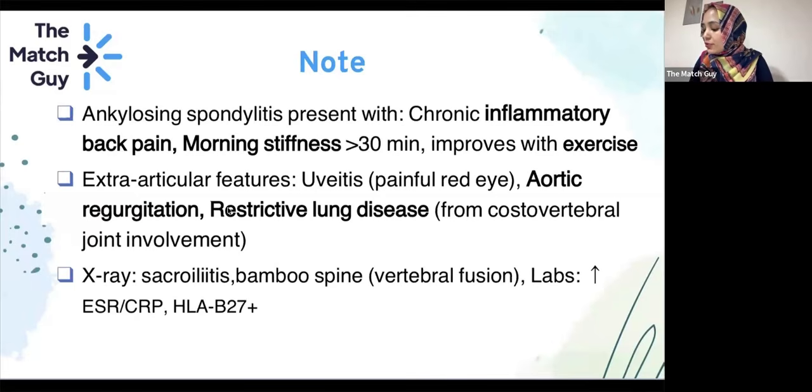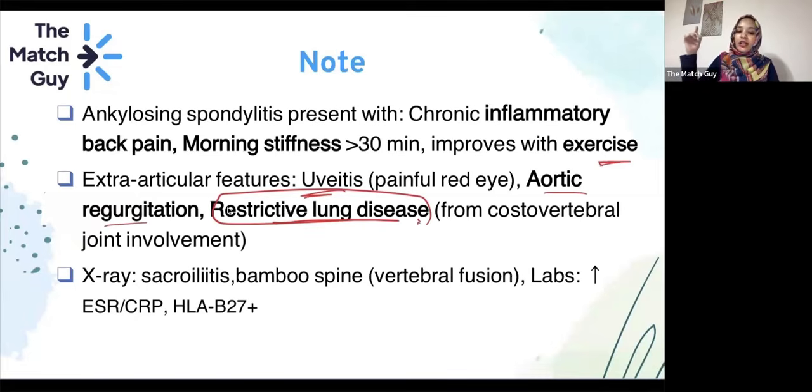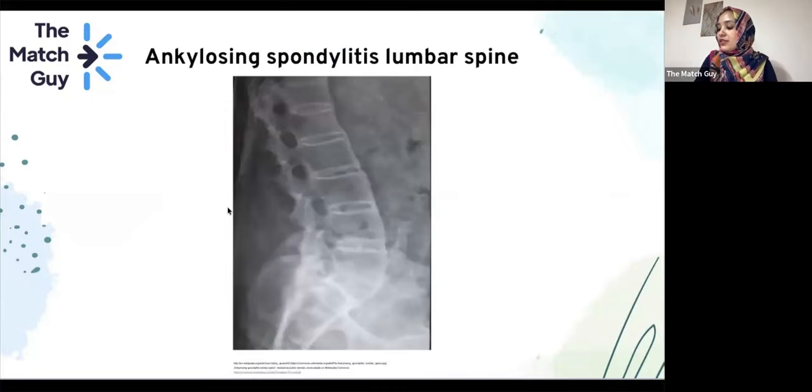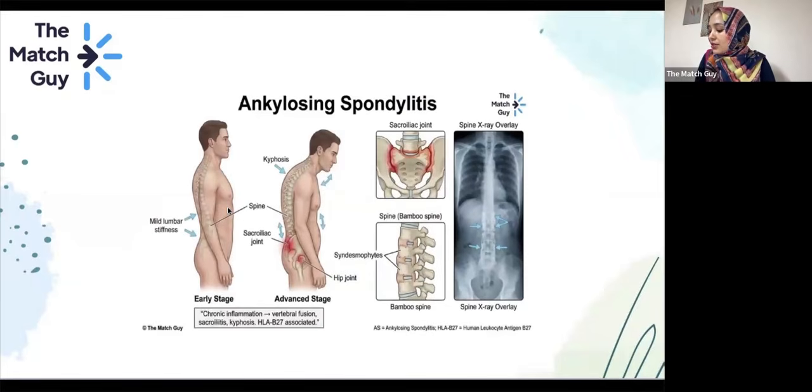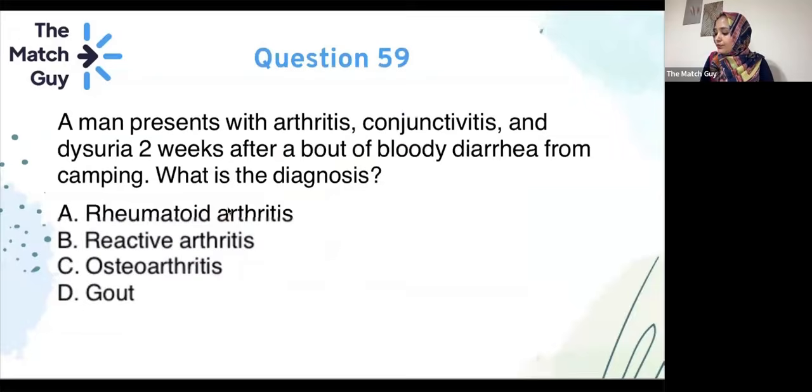Okay, so like we said, improves with exercise. We have the uveitis, the aortic regurgitation, and the restrictive lung disease that's extrinsic, so the DLCO is going to be normal. If you check the labs, you're going to see increased inflammatory markers and HLA-B27 positive. This is the bamboo spine, the fusion. Okay, and this is the manifestation, sacroiliitis and bamboo fusion as well.